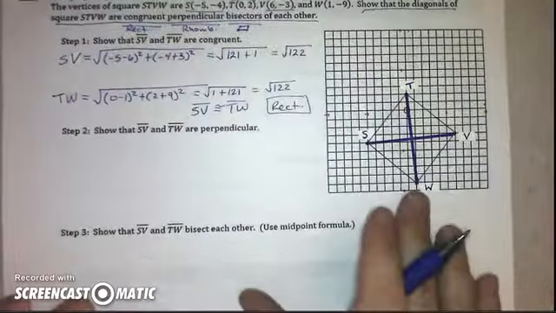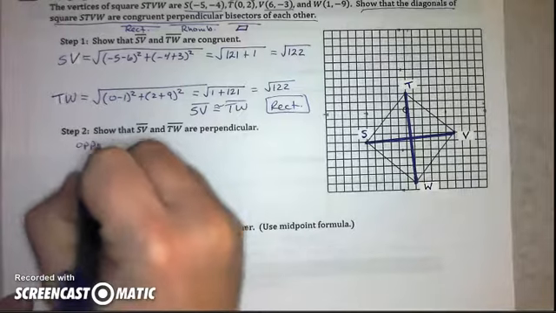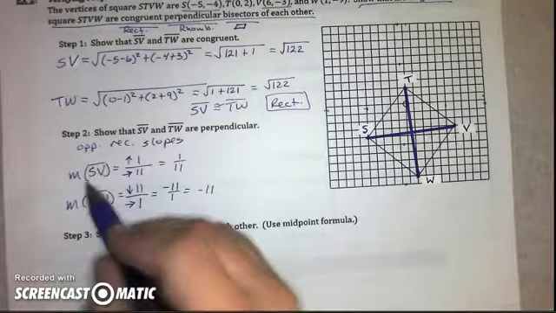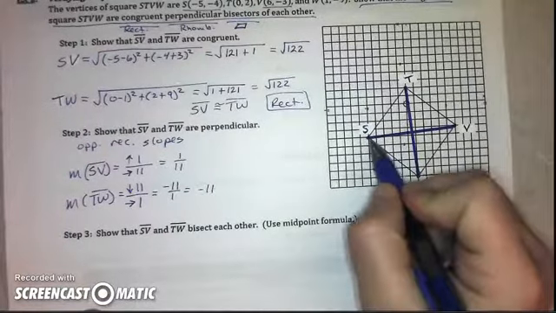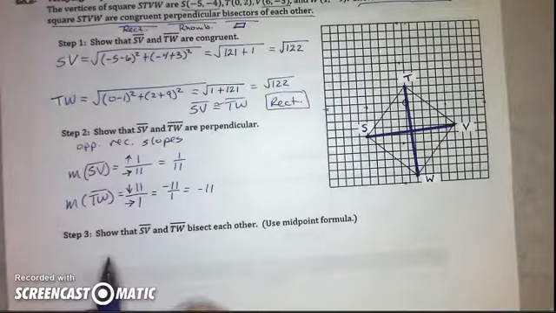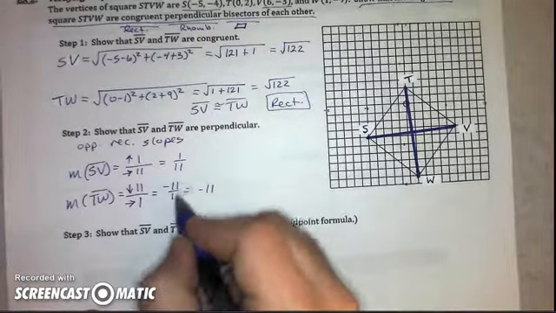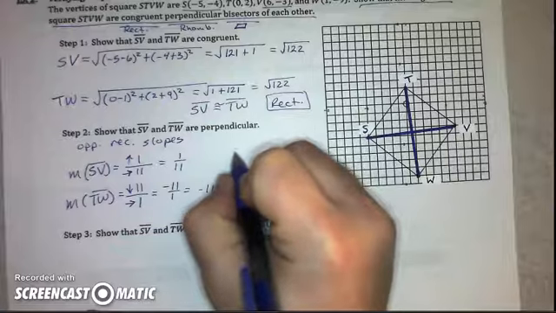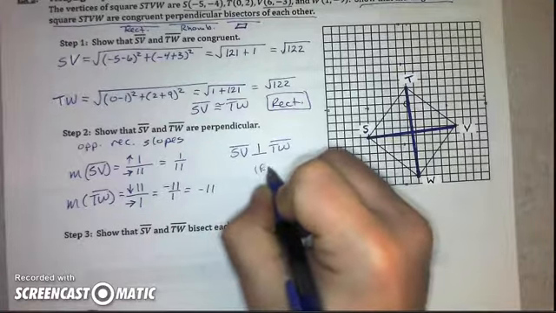All right? Then we're going to check to show that SV and TW are perpendicular. So we're going to look for these slopes. We want opposite reciprocal slopes. When I find the slopes of each one, I just did rise over run. So from S to V, you go up one, and if you count over, you'll realize that's over 11. So that's 1 over 11. For TW, we go down 11 to the right 1, which is negative 11 over 1. These are opposite reciprocals of each other, 1 over 11 and negative 11. That means that SV is perpendicular to TW, which makes it a rhombus.